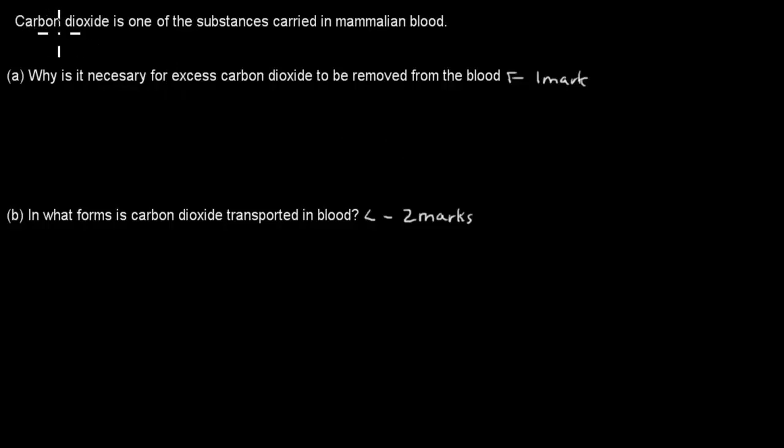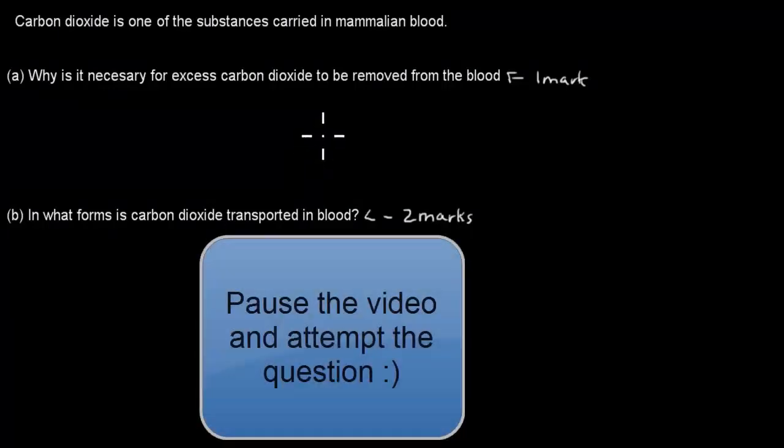So read the question. It says, carbon dioxide is one of the substances carried in mammalian blood. A, why is it necessary for excess carbon dioxide to be removed from the blood? That's worth 1 mark. And B, in what forms is carbon dioxide transported in the blood? That's worth 2 marks. Alright, so pause the video and attempt the question. And when you're ready, press play.